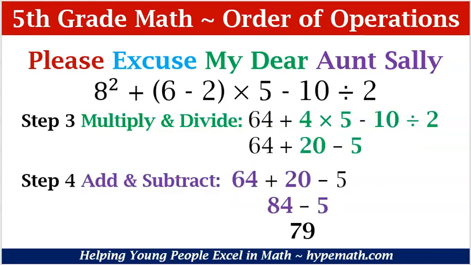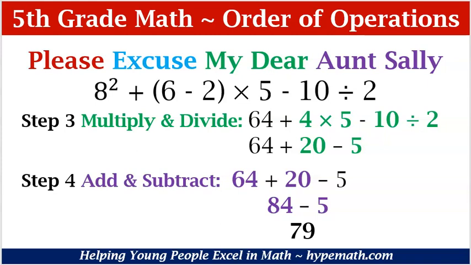Next, we are going to multiply and divide. We see that we have a multiplication sign, and we also see that we have a division sign. We are going to work from left to right. Remember, from left to right. When we're going from left to right, we see that first we have 4 times 5, that is equal to 20. And also we have 10 divided by 2, and that is 5. So now our expression is 64 plus 20 minus 5.